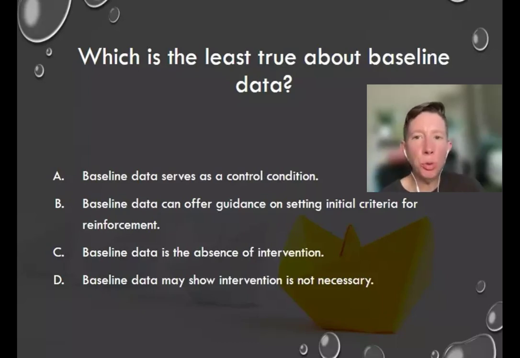Which is the least true about baseline data? A, baseline data serves as a control condition. B, baseline data can offer guidance on setting initial criteria for reinforcement. C, baseline data is the absence of intervention. Or D, baseline data may show intervention is not necessary.